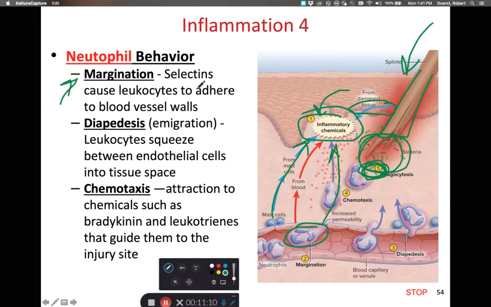So this term right here, margination, is a unique term. It's a term that refers to how leukocytes can stick to the outside of a blood vessel, the endothelium of a blood vessel. And this means the leukocytes don't race through the bloodstream super fast. Instead, they roll and bumble along the margins of the vessel. And then if those leukocytes are exposed to a chemical that can draw them out of the bloodstream via chemotaxis, those leukocytes will go through a process known as diapedesis.